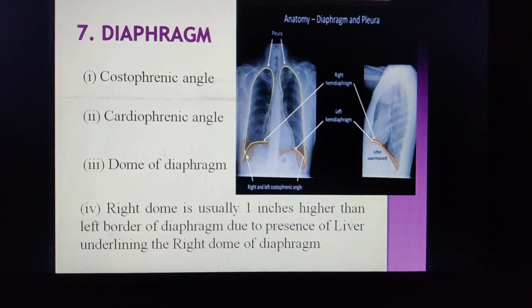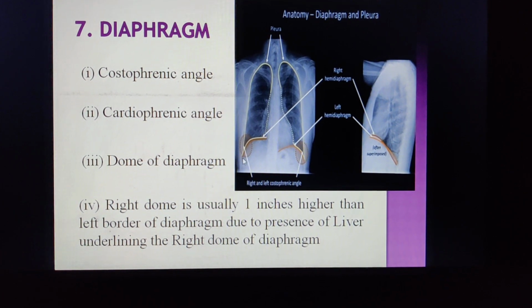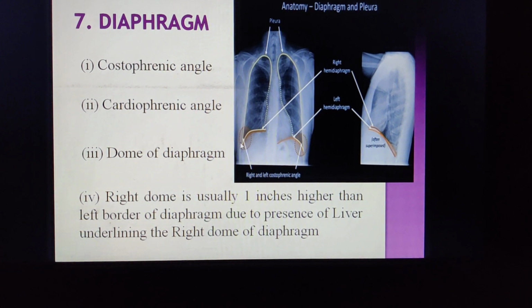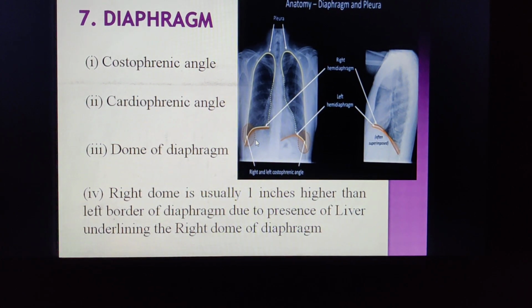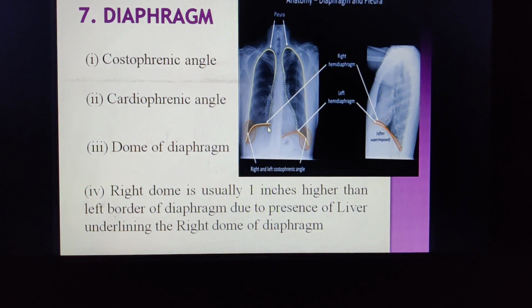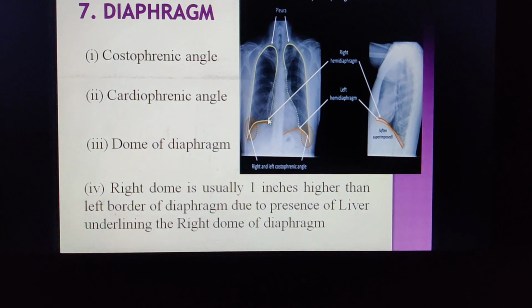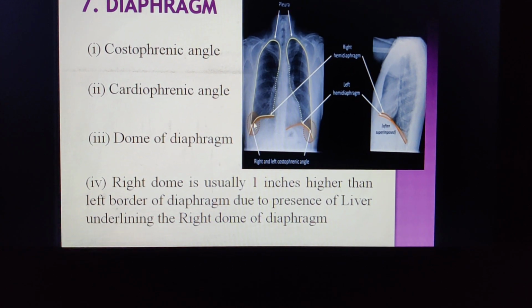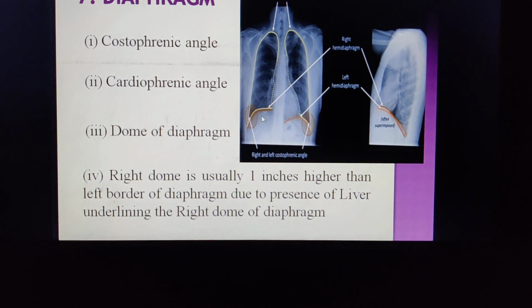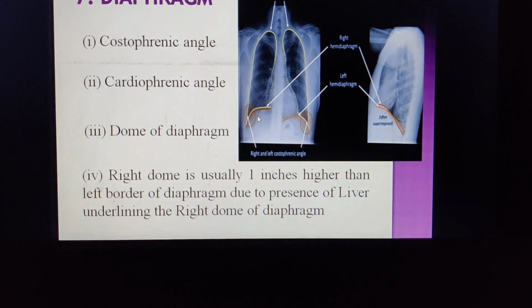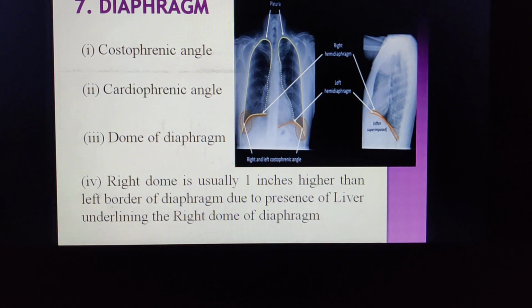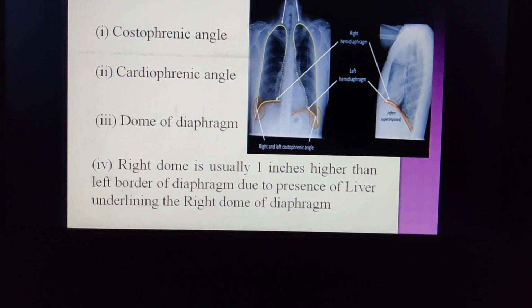In case of the diaphragm, in any chest X-ray, first we should know what points we have to look at. In the diaphragm, there is the costophrenic angle, the relation between the costal and the diaphragm margin, and the cardiophrenic angle on both sides, the relation between the heart and the diaphragm. Third is the dome of the diaphragm. These two angles and the dome of the diaphragm are very important for us to assess whether the lungs are normal or have any abnormality.